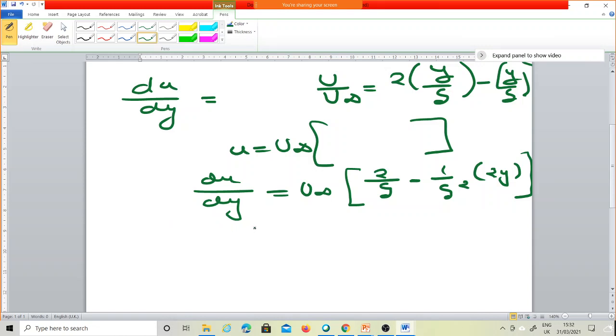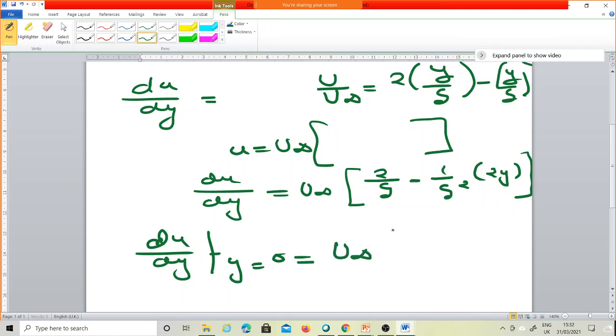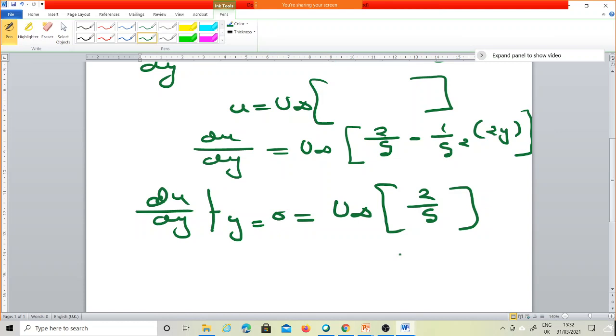But you need du by dy at y is equal to 0. So du by dy at y is equal to 0 should be, you just put the value of y is equal to 0. So what you will get, u infinity, then you will have 2 delta. So now you already have this expression in form of u infinity and delta. So du by dy is actually 2u by delta.